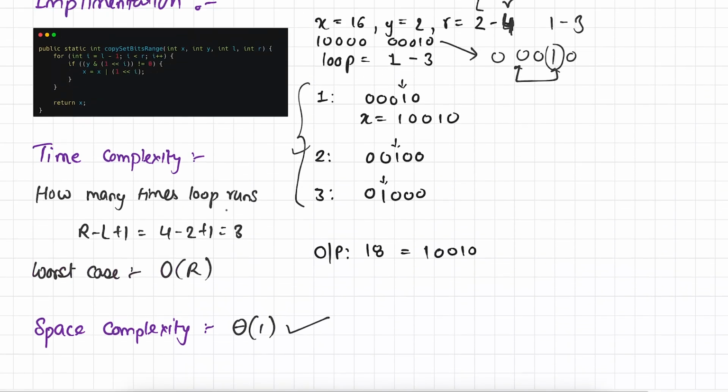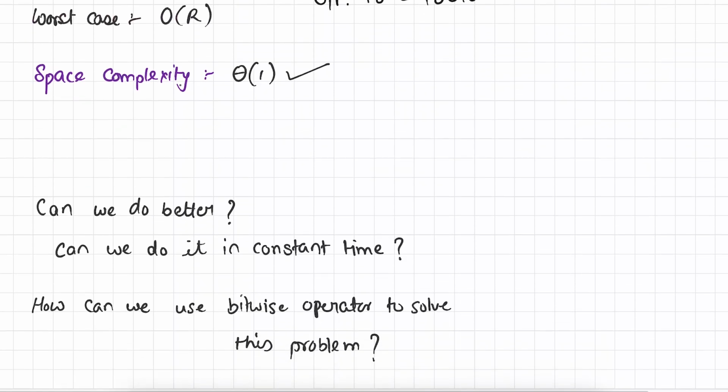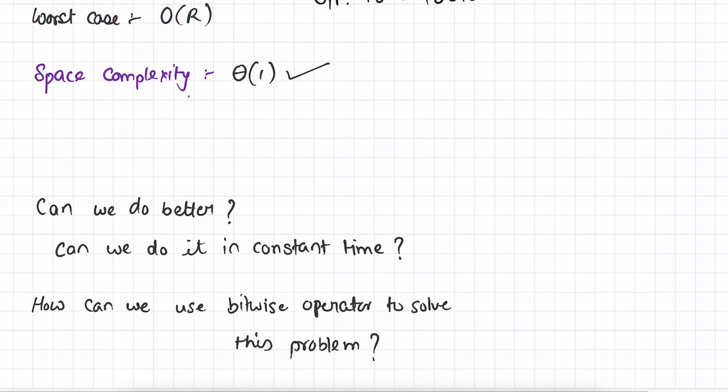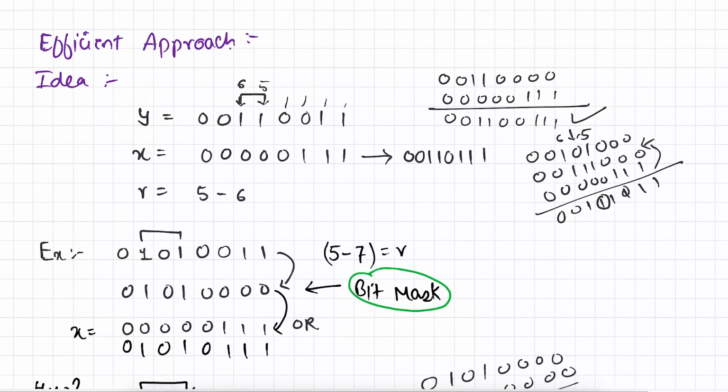But as you can see that we are doing a lot of work here. We are running a loop 4 times to just solve this problem. So can we do it better? Do you have any idea how to solve this problem in a constant time? What about bitwise operators? We have so many bitwise operators. If you think about all the bitwise operators, then you might get some idea that can solve this problem in a constant time. So just think about all the bitwise operators and how this bitwise operator can help us in solving this problem. Okay, moving on to efficient approach.